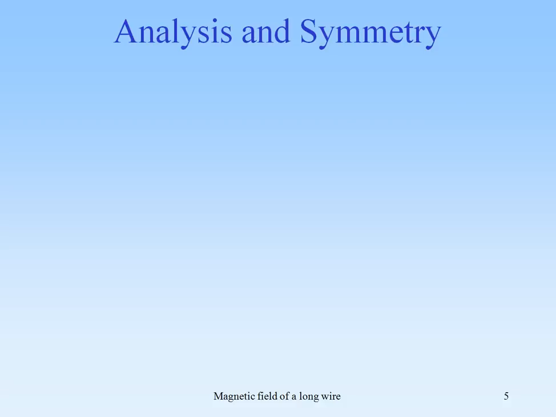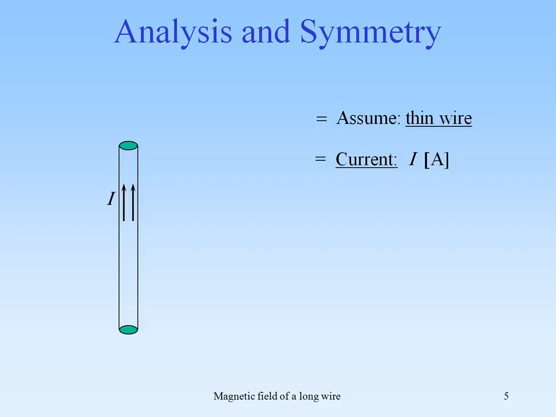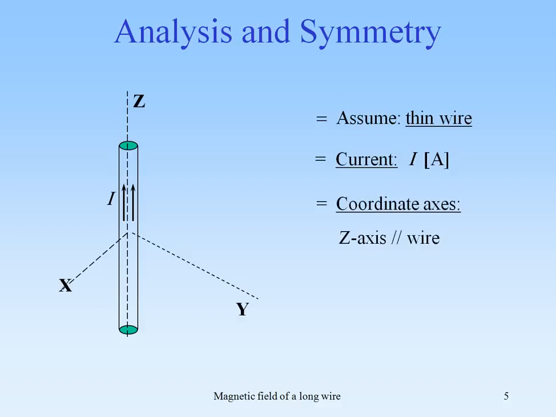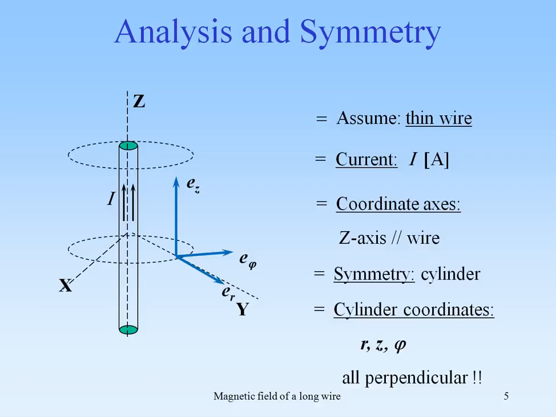First, analysis of symmetry. Assume we have a thin wire, infinitely long, with a current I. The coordinate axes are with the z-axis parallel to the wire. We have cylinder symmetry, and the cylinder coordinates are r, phi and z, and those coordinates are perpendicular.